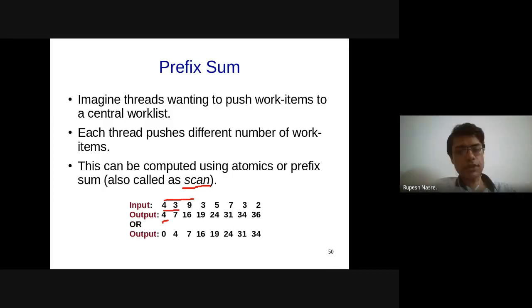Alternatively, there are 2 variants of this prefix sum. One is called inclusive scan or inclusive prefix sum, which means that you include this value in the first. Alternatively, you can not include it but start with always 0, right? So that is going to just shift it by one element. So all these values are going to be the same.